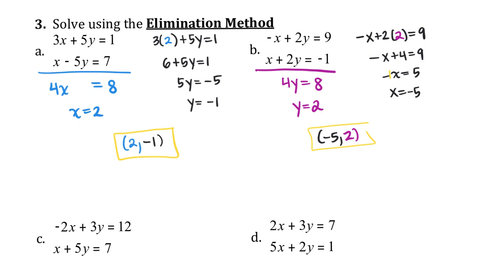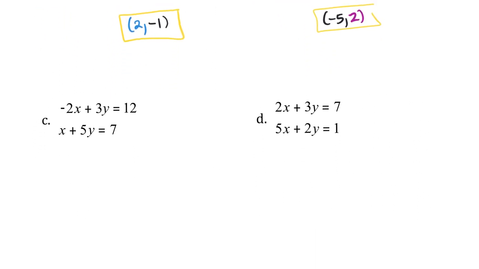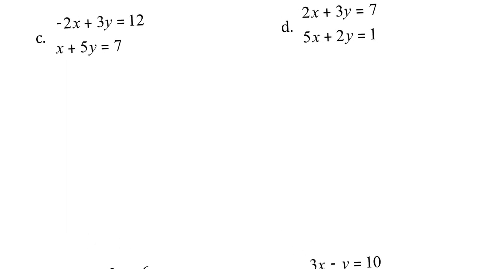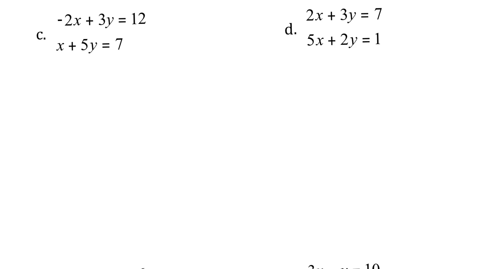Okay, now let's look at C and D, because this is where things started to go sideways a little bit. These are lined up: x's, y's, equal number. The x's don't cancel, and the y's do not cancel. When they do not cancel, that's when we had to multiply one or both equations by a number or numbers to make them cancel. Now you can cancel the x's or the y's. It doesn't matter which one. I'm going to cancel the x's for no particular reason.